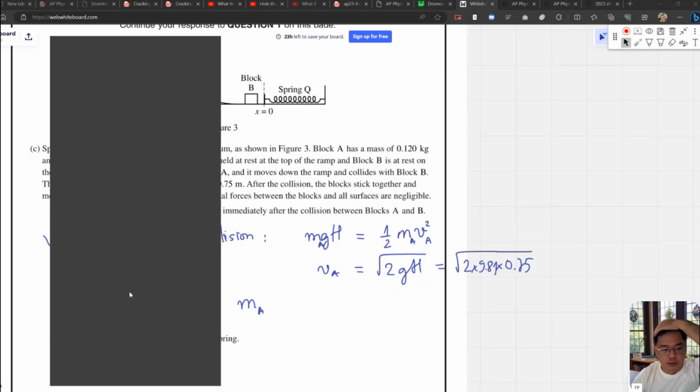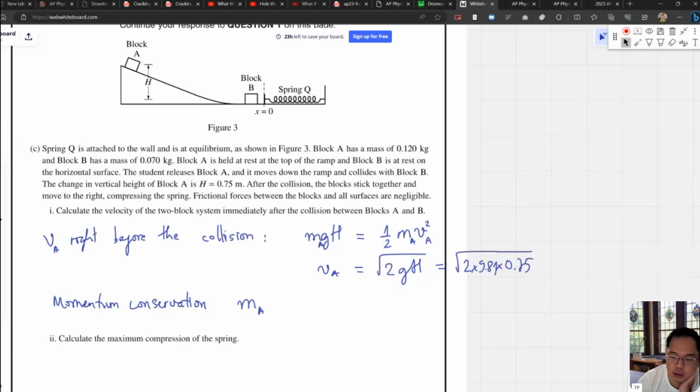Square root of 2 times 9.81 times 0.75. The velocity is 3.84, rounded, meter per second. So replace here, MA, the mass A, write that formula first, plus MB, VB here is 0 before the collision, equal to, they stick together, the masses added together, MA plus MB, and their final velocity that we need to find.